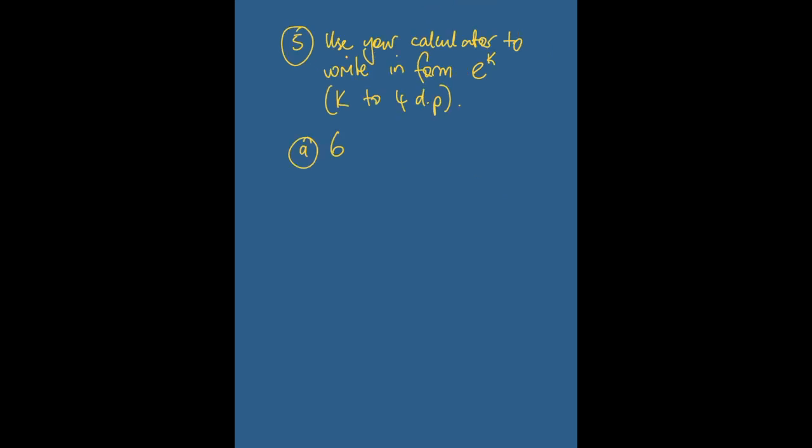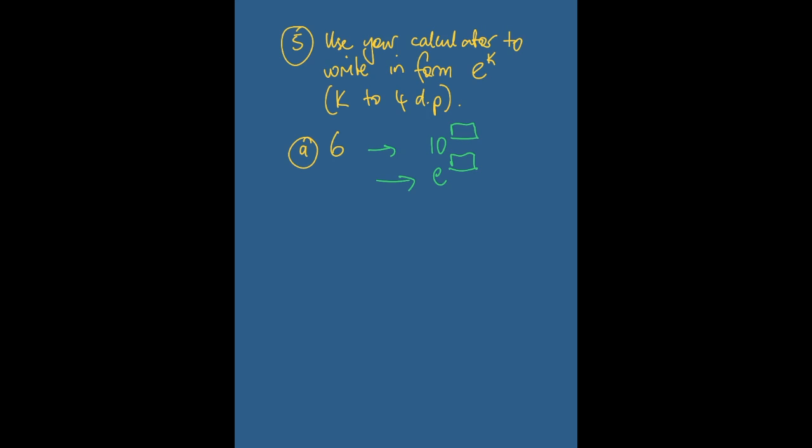For this question, you're asked to express some numbers in the form of e to the power of k. Now let me just remind you that you can express any number to any base. But on the calculator, the easiest base for us to express is 10 or e, because these are the buttons that we use the most of. So I can actually express 6 as 10 to the power of something, in the same way as I can express 6 as e to the power of something.